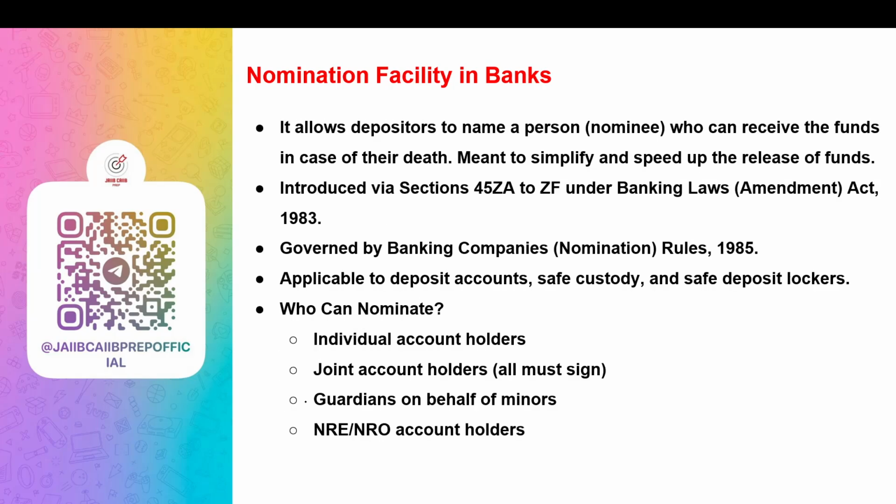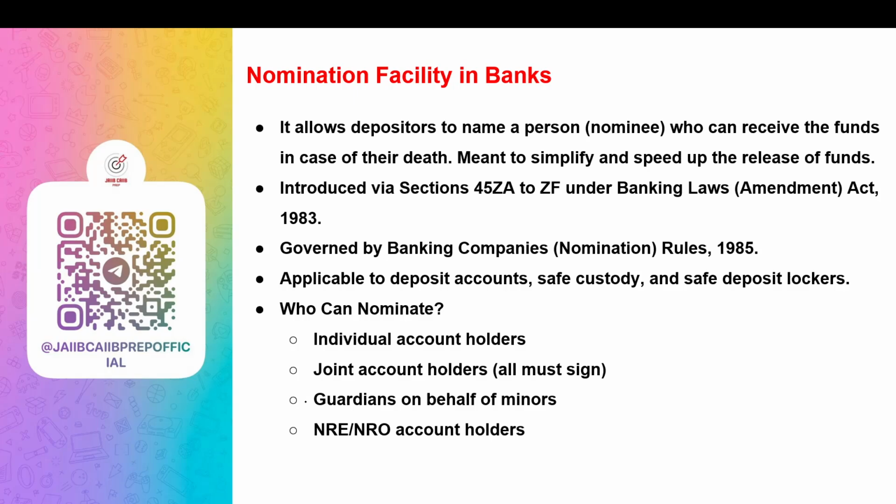Only individuals can make nominations, not companies or HUF or trust. Joint account holders must jointly nominate. If a minor has an account, nomination is made by the guardian. If a minor plus guardian have a joint account, the guardian nominates for both. A minor cannot nominate, keep that in mind, and you can nominate even in NRE, NRO accounts.